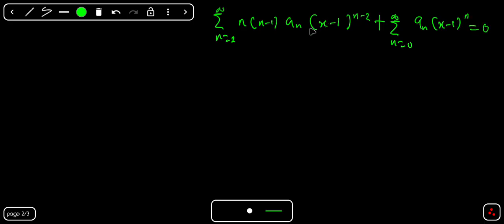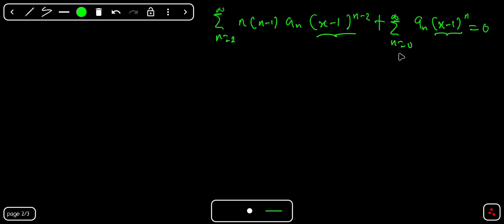Now what I need is (x - 1) raised to the power of n here, and I already have (x - 1)^n in the other sum. And then I need both sums to start from 0. Like this, the starting point should be 0, or if this is 1, this is supposed also to be 1. That's the one I want to do.